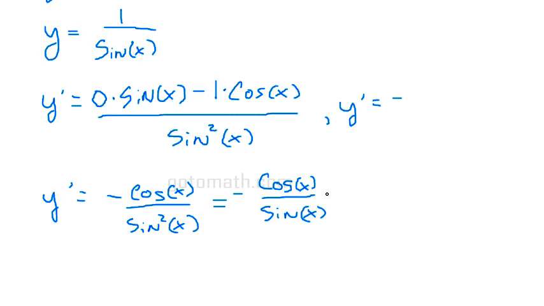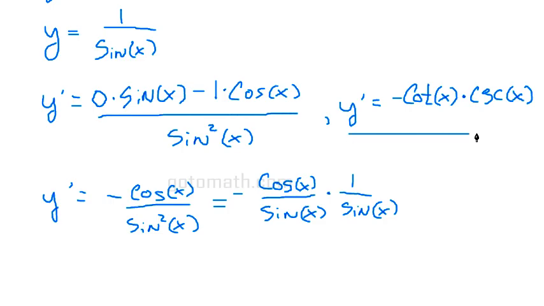sine x times, and then this is 1 over sine x. Alright, so now this can be rewritten. Cosine x over sine x is cotangent x. Don't forget the negative sign out here, times, and then this can be rewritten as cosecant x. So there's the derivative that we were looking for, and that's really one that you want to memorize.